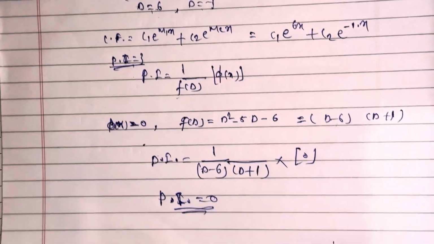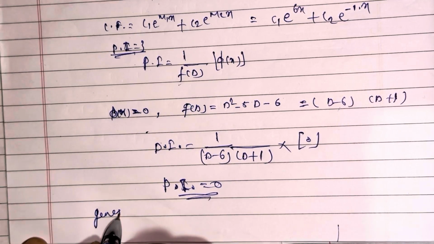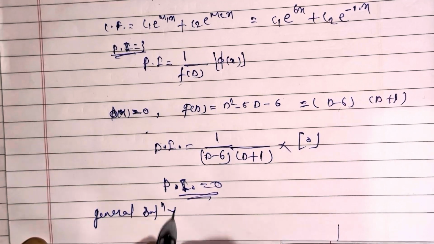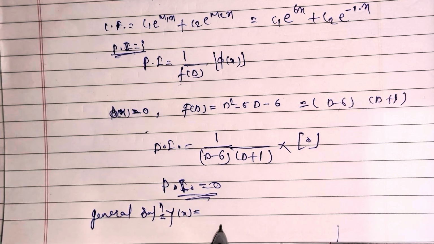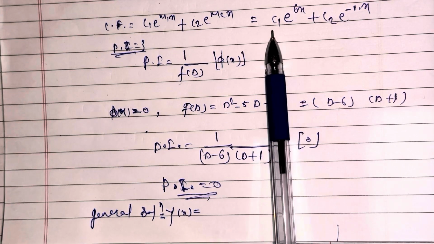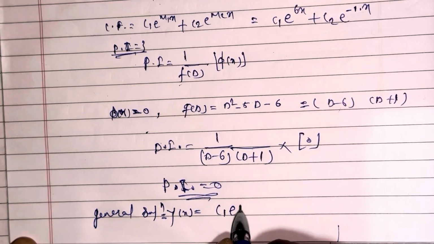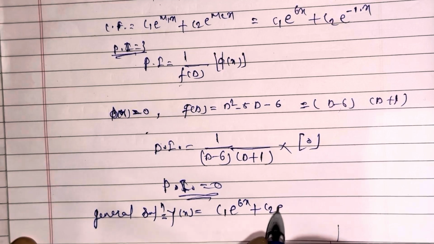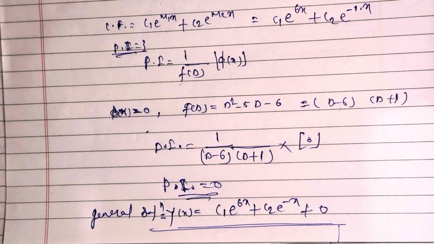If the particular integral is 0, then we write the general solution as y of x equal to complementary function plus particular integral. What is the complementary function? We got it here: c1 e to the power 6x plus c2 e to the power minus x. This is our complementary function, plus particular integral, which is 0. So this is our complete general solution for our given second order linear differential equation.